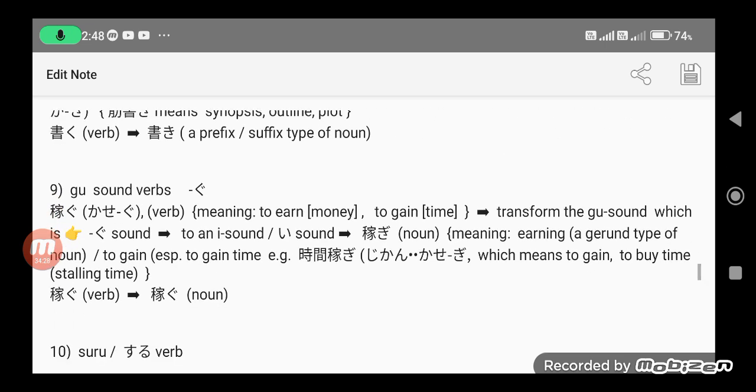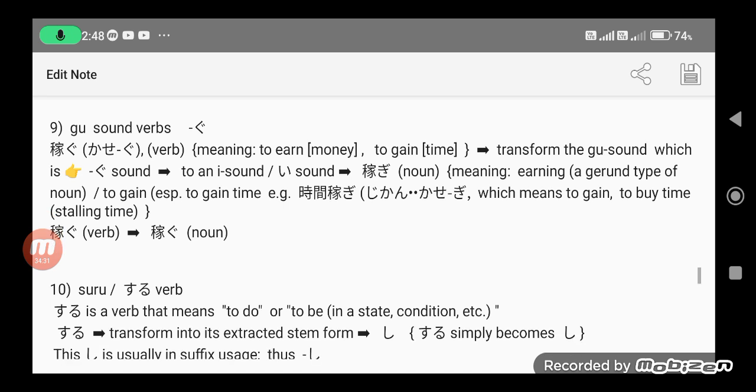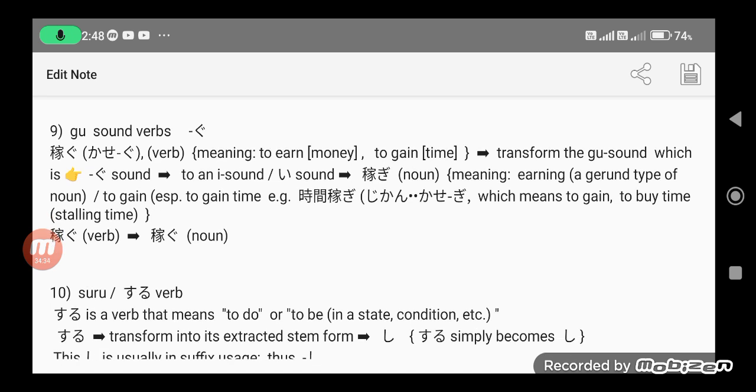So number 9, gu sound verbs. Example of gu: kasegu. Kasegu is a verb meaning to earn money or to gain time. Now let's transform that gu sound into its i sound. So the gu in kasegu transformed into its i sound, the kasegu now becomes kasegi. So kasegi is the extracted form, or extracted stem, or masu stem for kasegu. It's now kasegi.